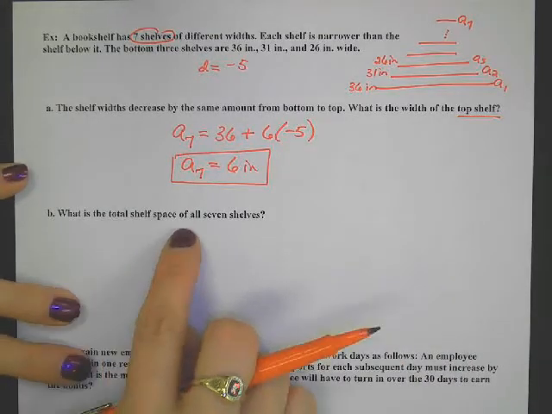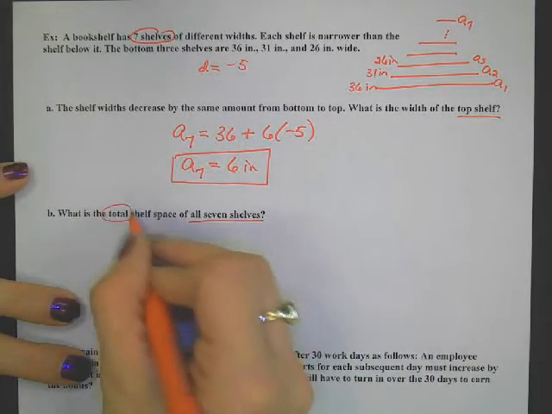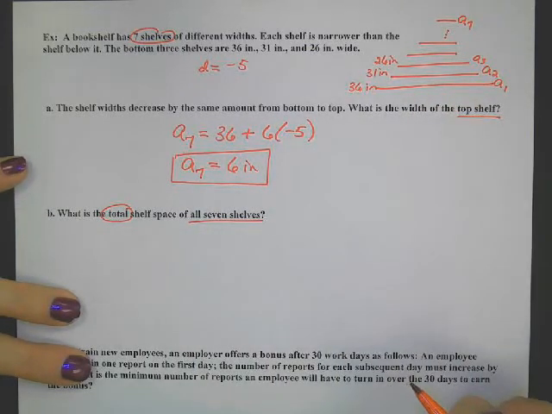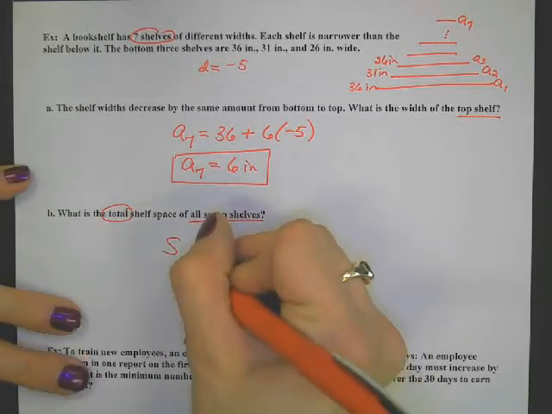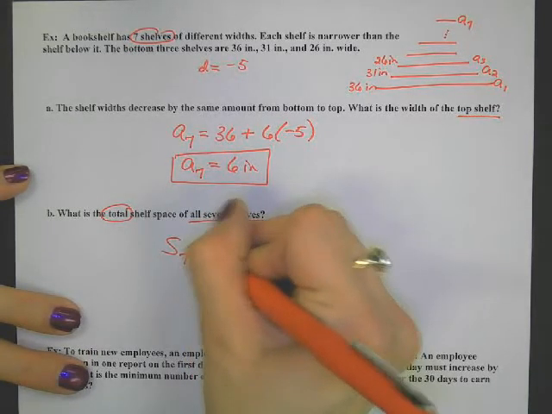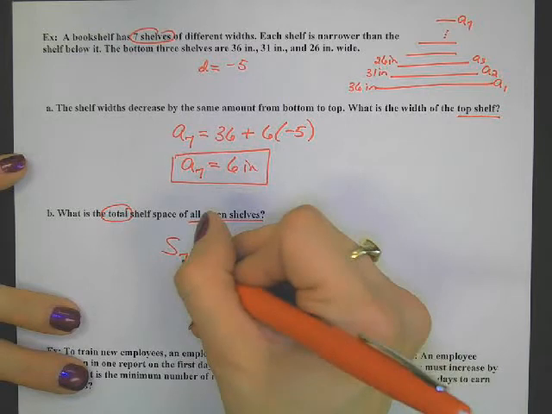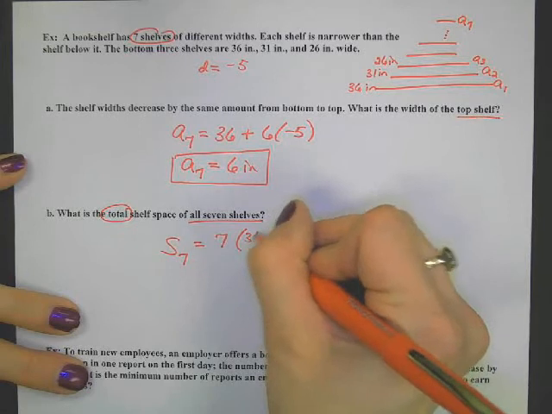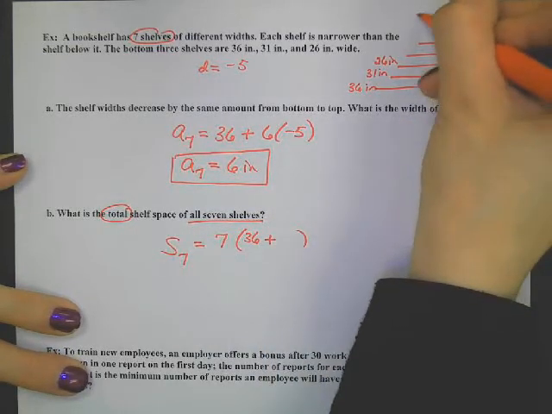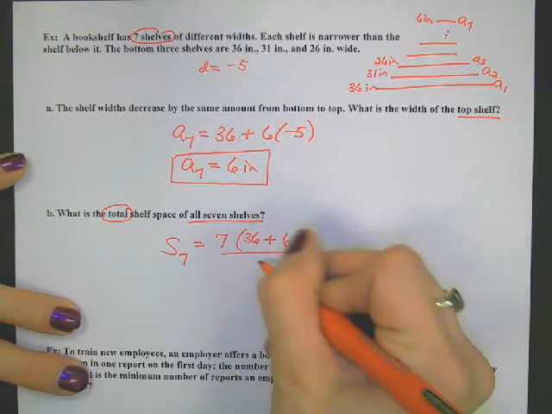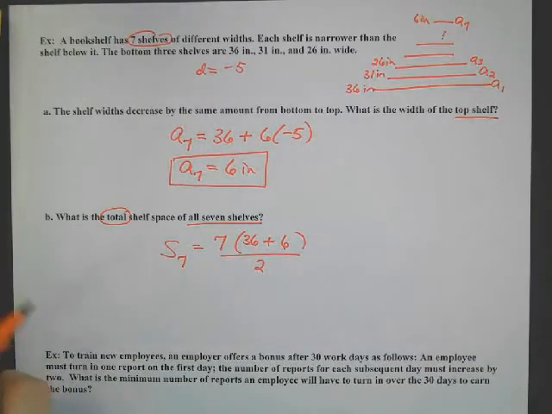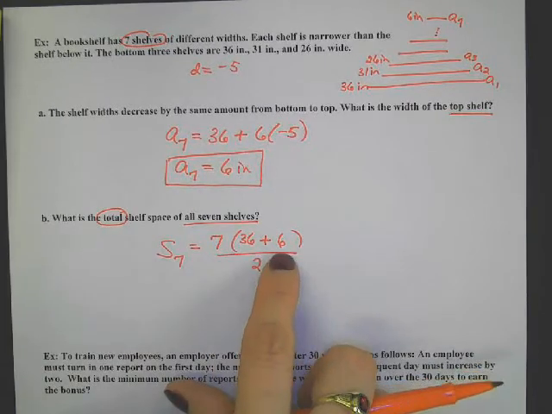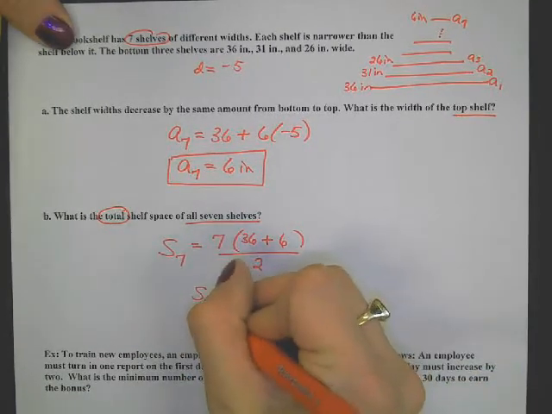What is the total shelf space of all 7 shelves? Okay, so they want me to add up all the shelves. So that's going to be the S, the sum of how many? 7. The formula goes N, which is 7. And then the first plus the last. The first one is 36. And then the last one way up here would be 6 inches, all over 2. So we've got 7 times 36 plus 6. The sum of those 7 shelves.